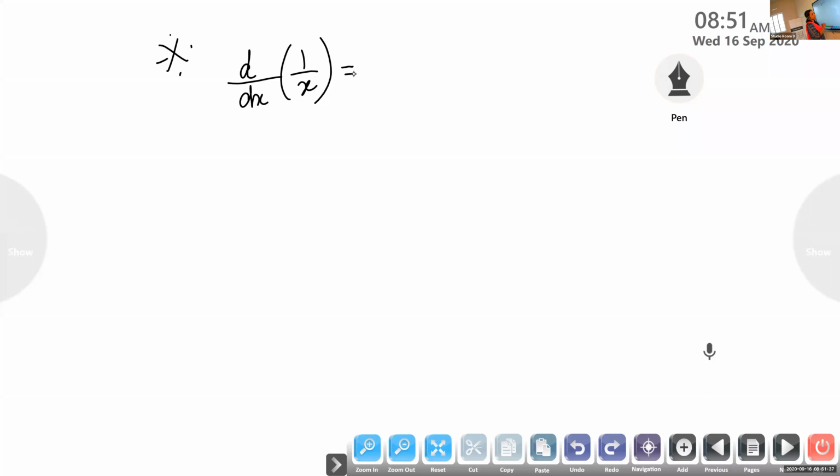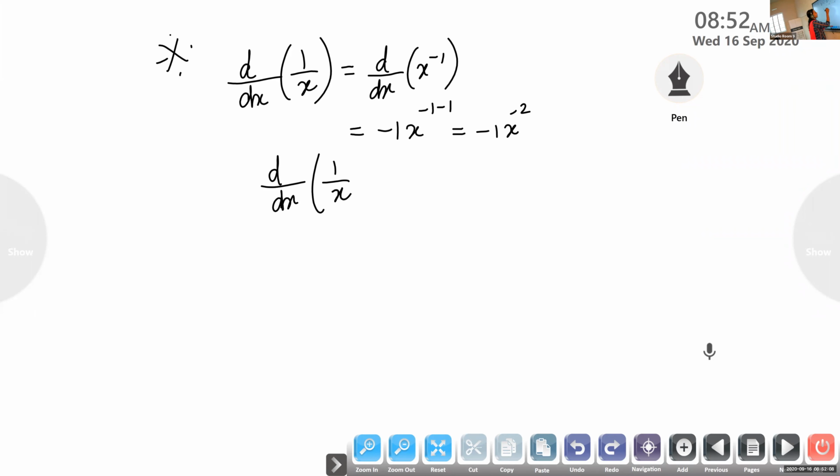Now, using that formula, d by dx of x raised to n, 1 by x means we can write this as x raised to minus 1. Isn't it? 1 by x means the exponent is negative. Now, if we apply the formula, minus 1, x raised to minus 1 minus 1, that is the same as minus 1 x raised to minus 2. So, that is the same as minus 1 by x square.